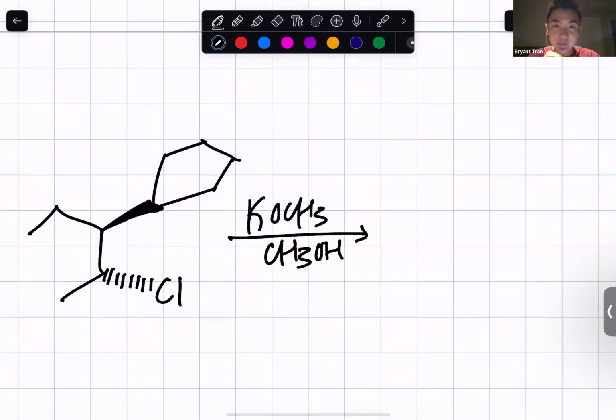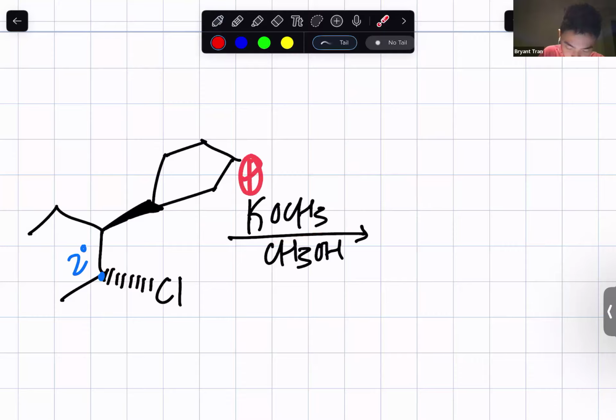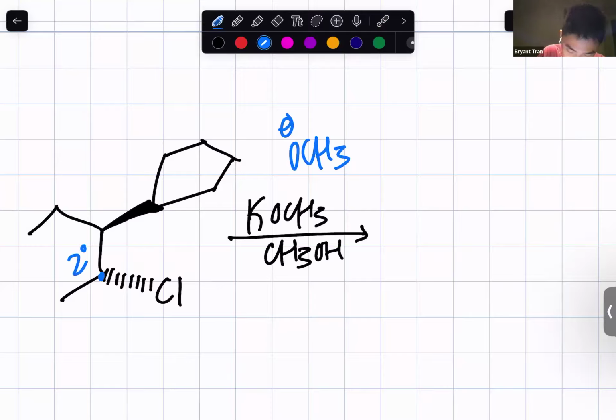What's your thought process when you see this right here? That it's E2. E2, right? Because the substrate that we see here is secondary. The reagent that we see here: when you see K, it's positive. This is negative, and the thing that's negative here is OR minus, strong base, strong nucleophile, which is going to be small.